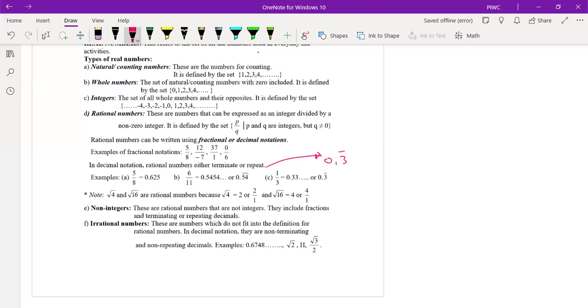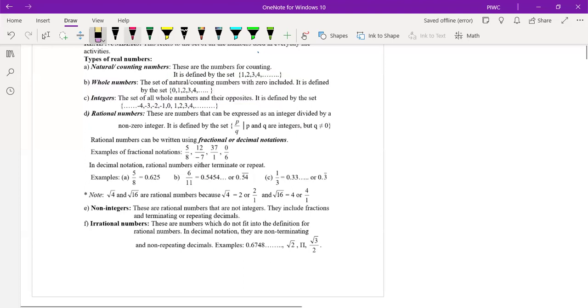Because of that, these are all rational numbers. So you can use the two definitions to check if a number is rational or not. An integer over an integer, when changed to decimal form, either repeats or terminates. Now let's take some other examples.